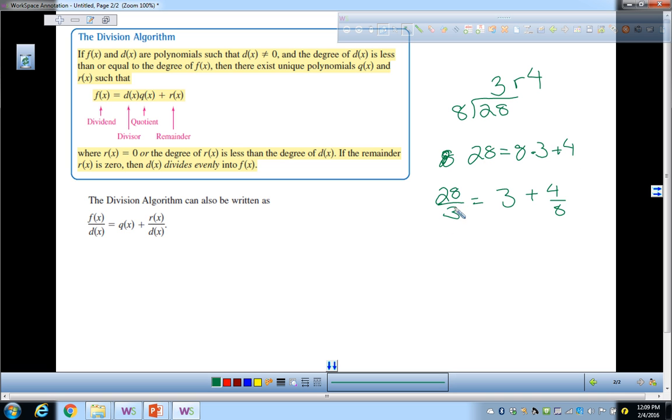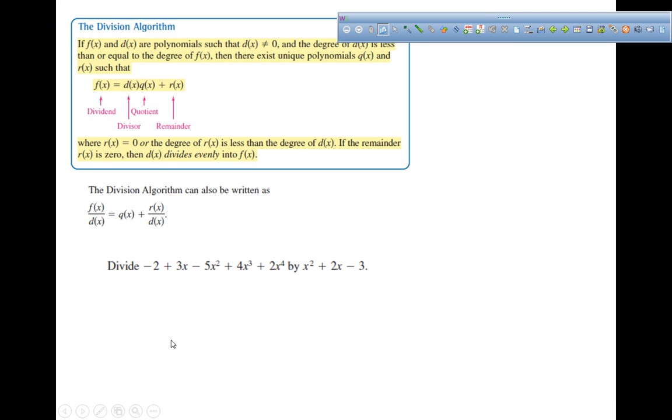So basically I'm dividing everything by 8. Yeah, that should be an 8. I'm sorry, easy to fix. 28 divided by 8 is 3 and 4/8. It goes in there 3 times with 4 remaining. Alright? 3 and a half? Yes, same thing.